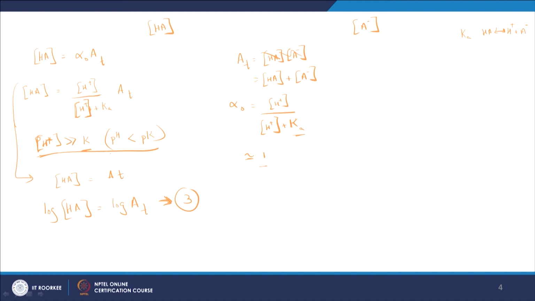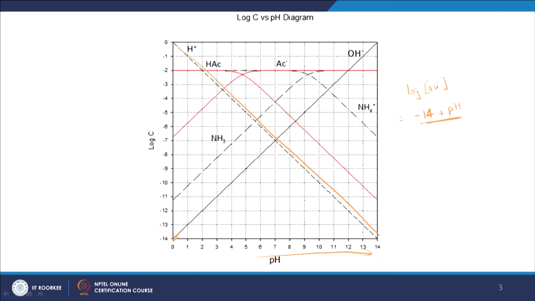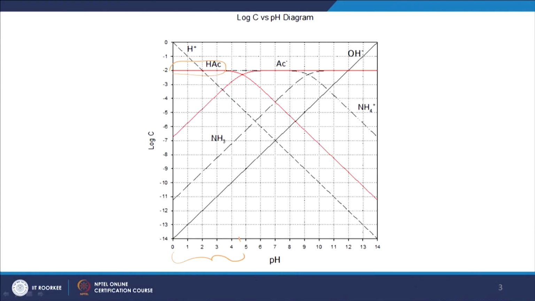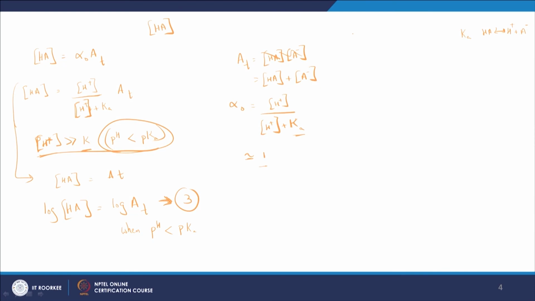Where is that? When pH is less than pK. So, let us try to look at our graph and see if that makes sense, and here I am going to look at HAc, let us say. So, pKa is 4.7. As you see, when pH is less than pKa, what do you see here? You see that it approximates saying that all the particular acid is going to stay as its protonated form. That is what you see here. So, let us move on, and now we will look at the other case.